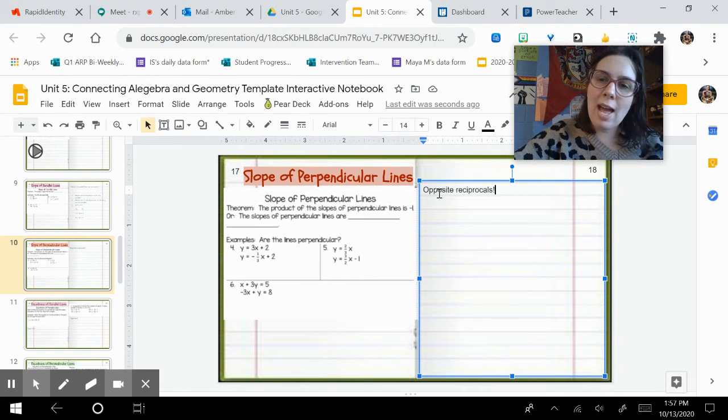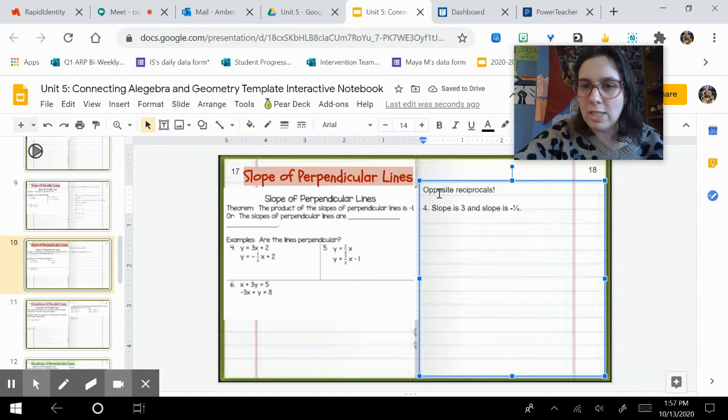So let's look at some examples here. On number 4, we have y equals 3x plus 2, so the slope is 3, and then we have y equals negative 1/3 x plus 2. So the slope is negative 1/3. All right, so we need to think about, are they opposite signs? Yes, they are. One's positive, one's negative. And then are they reciprocal? Well, the flip or reciprocal of 3 is 1/3. You just flip it upside down. So yes, they are perpendicular.